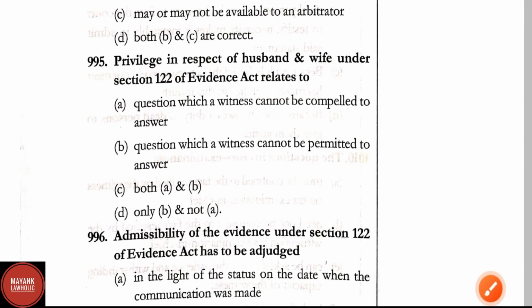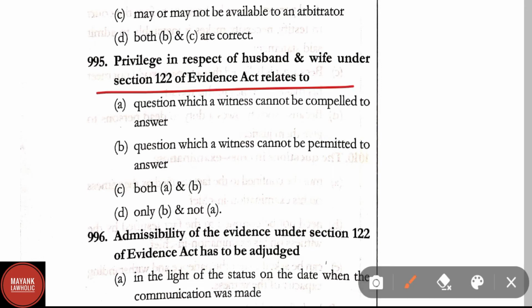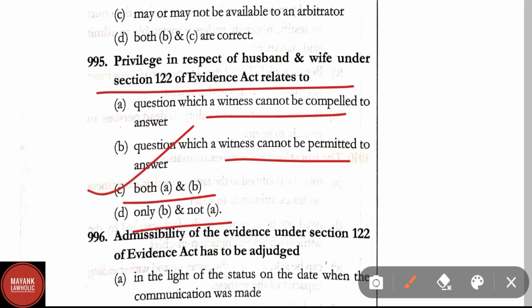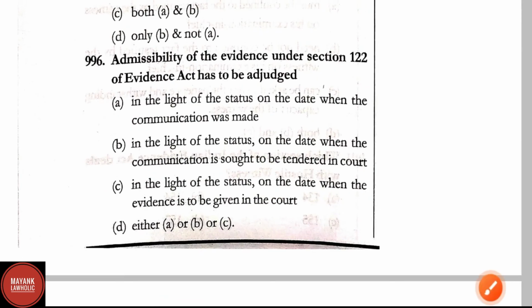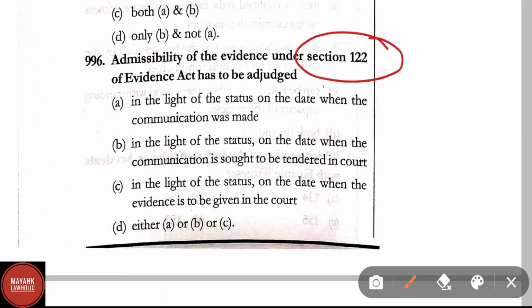Question number 995. Privilege in respect of husband and wife under section 122 of the Evidence Act relates to question which a witness cannot be compelled to answer, question which a witness cannot be permitted to answer, both A and B, only B and not A. In 995 correct answer is option C, that is both A and B. Question number 996. Admissibility of the evidence under section 122 of the Evidence Act has to be adjudged.